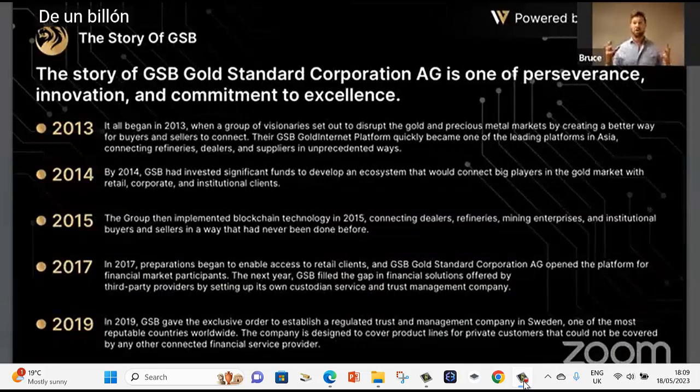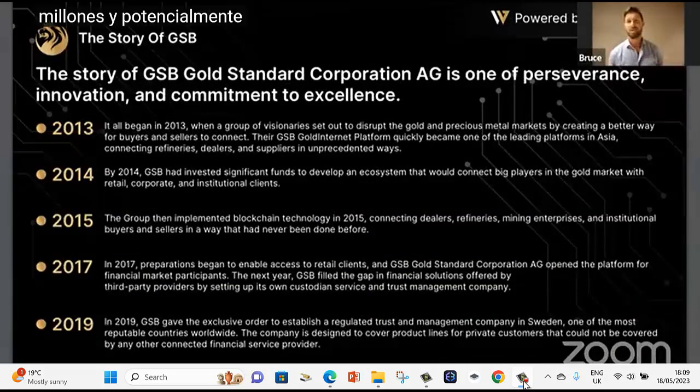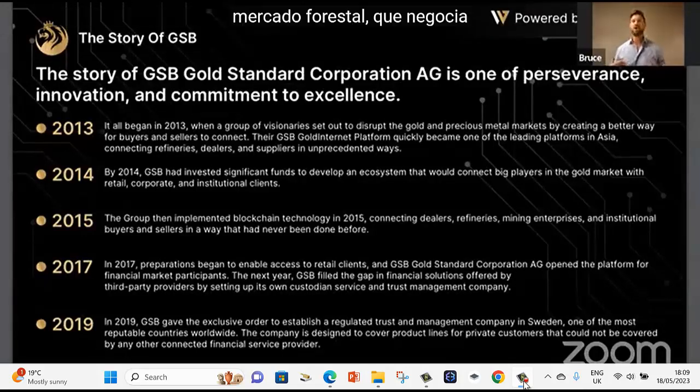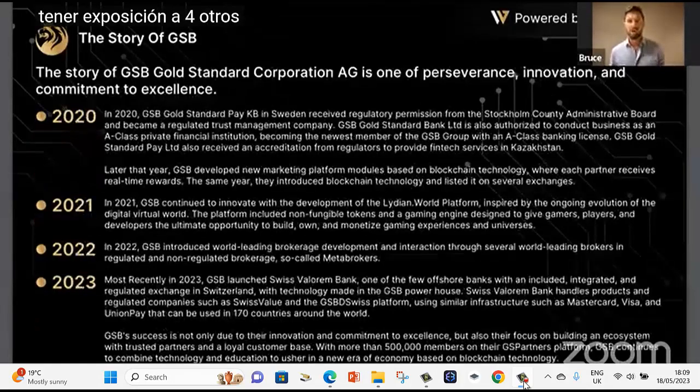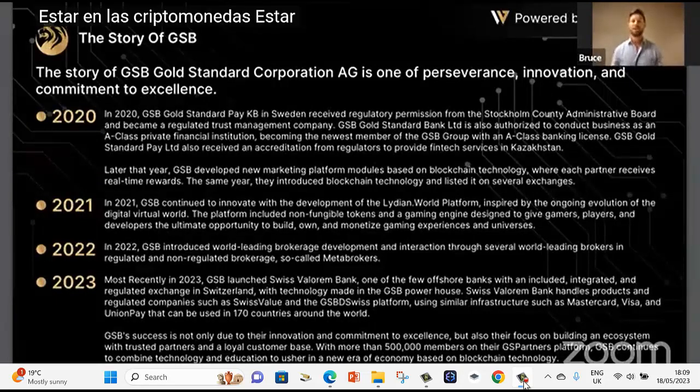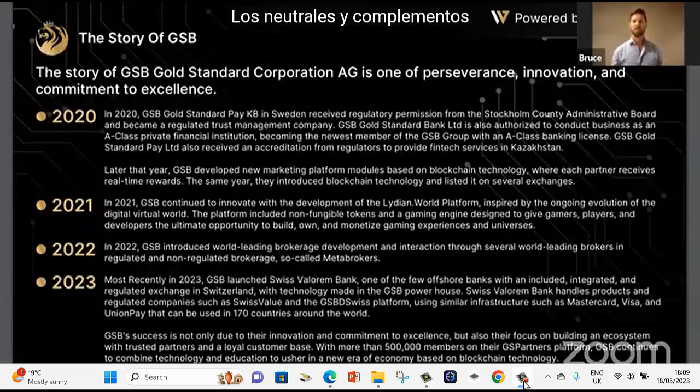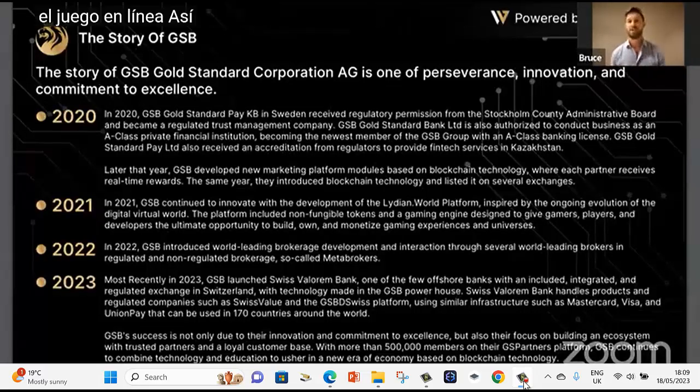GSPartners.global is part of a larger group of companies called GSB, which is currently celebrating its 10th year anniversary. GSB started in 2013, positioned within the metal and precious metals market, and over time, through international trade, logistics and payments, started looking for international mechanisms to settle different payments. In 2020, the company launched its own trust, its own blockchain, its own payment rails, and over time also launched a marketing arm called GS Partners.